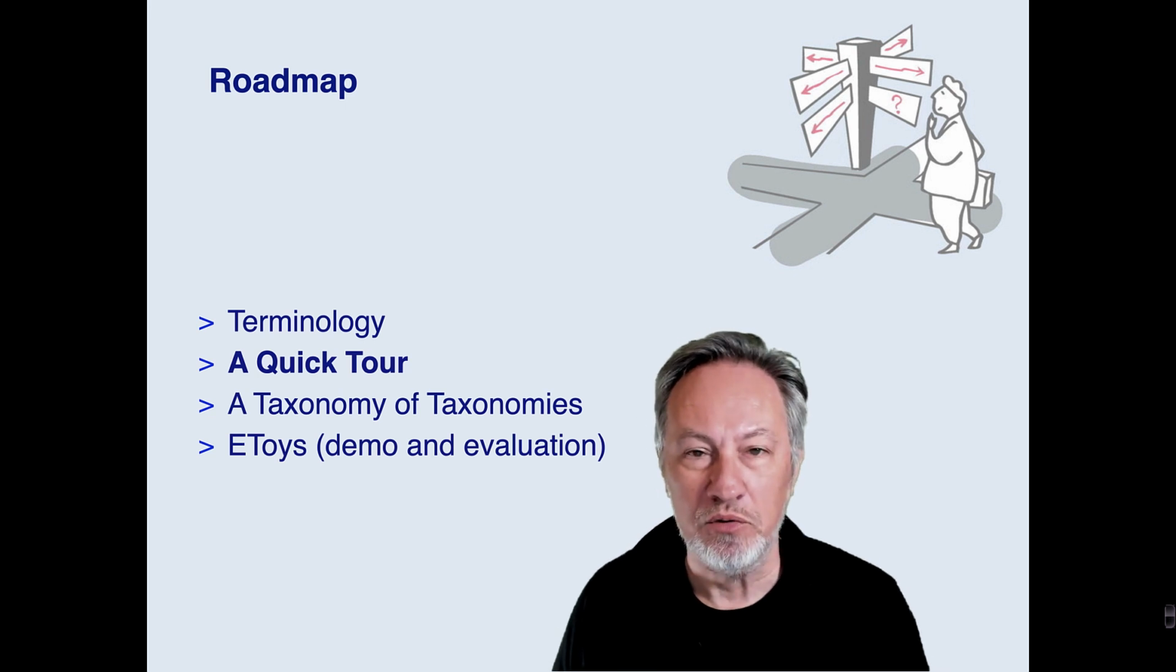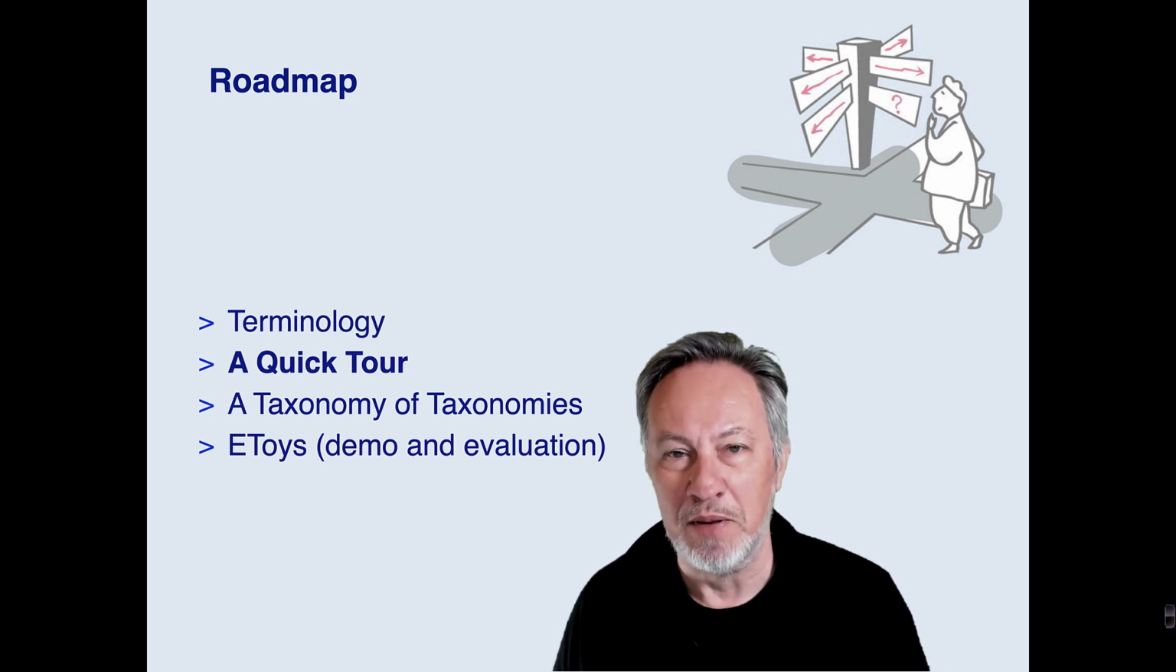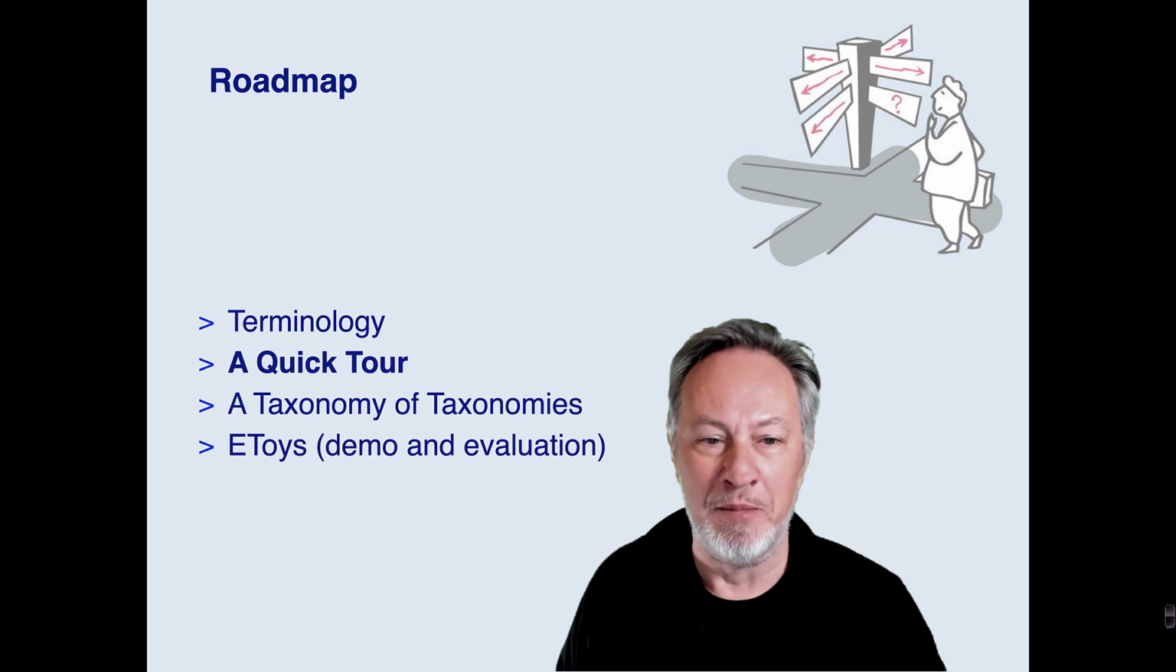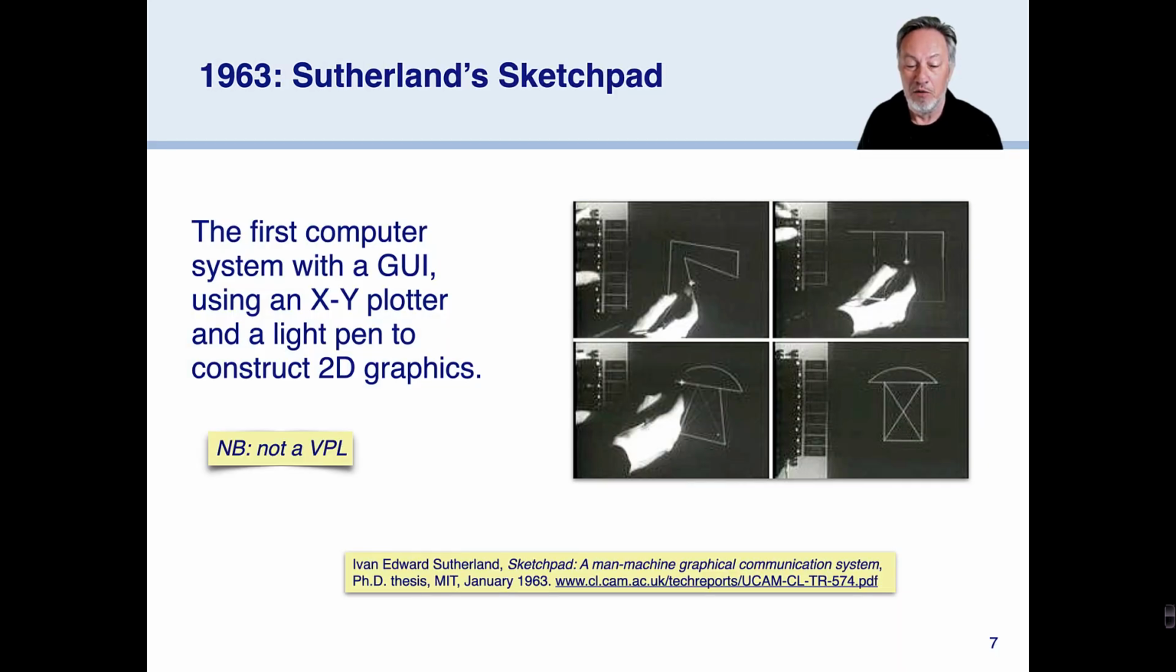Let's have a quick tour through history to see what people have done with visual programming languages. Going far back in time, back in 1963, this is not a visual programming language, but this is the first time that a computer system has been developed with a graphical user interface using an XY plotter and a light pen to construct two-dimensional graphics. This was Ivan Sutherland's Sketchpad system, which was highly influential.